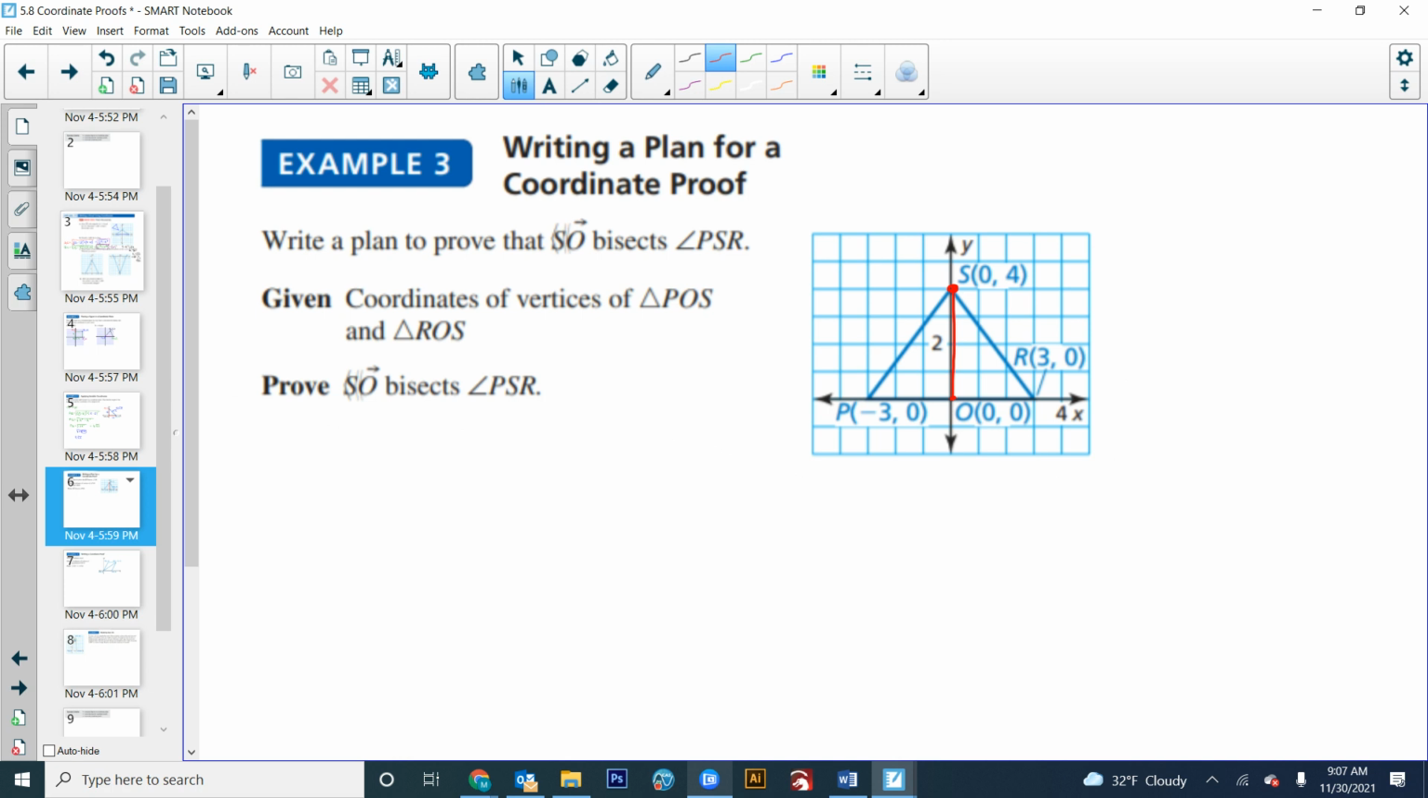Levi. Can't you just say that the two bottom points are -3 and 3 on the x-axis, and the bisector goes on the y-axis? So it's.